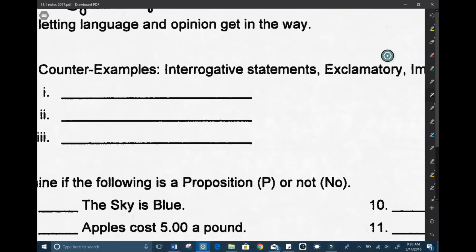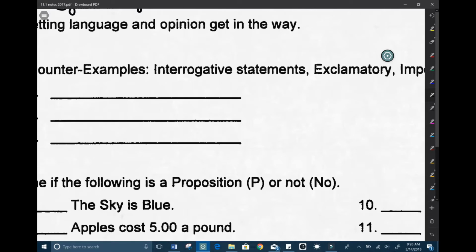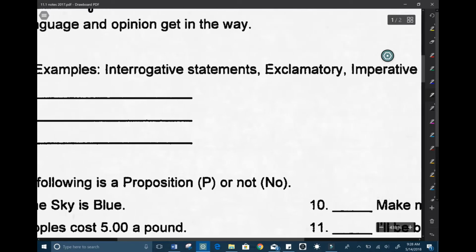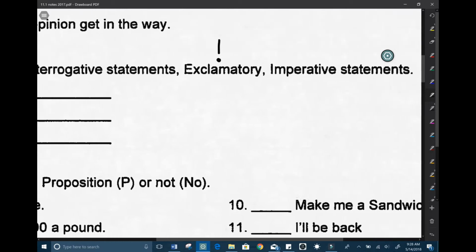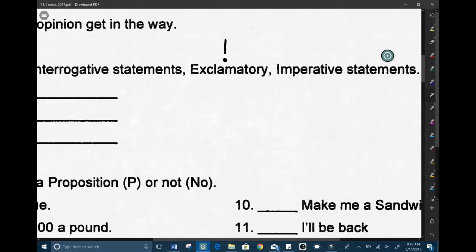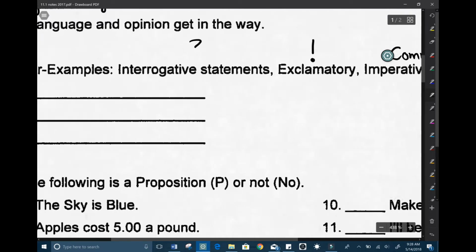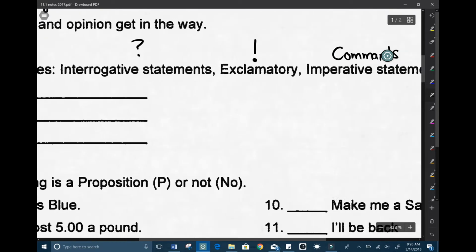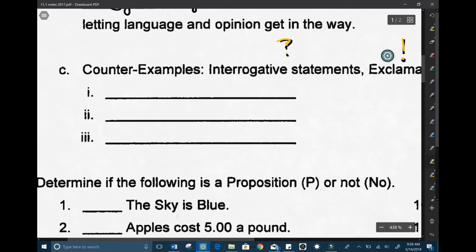Now, counterexamples of propositions. Things that are not propositions are exclamatories, so things with exclamation points; imperatives, which are commands; and also questions, interrogative statements. If you see a question mark, an exclamation mark, or it's a command, it's not a proposition. So these are not propositions.